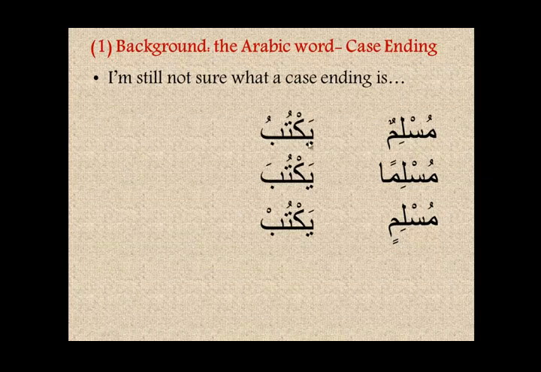The word yaktub, which means he writes or he is writing, is a verb. And we can have, again, three different versions. We can have yaktubu, yaktuba, and yaktub. Again, notice how the endings are different. We have a damma, a fatha, and a sukun. And lastly, we have the words muslimuna and muslimina. Both words mean Muslims, but the first version has a waw, and the second one has a ya.